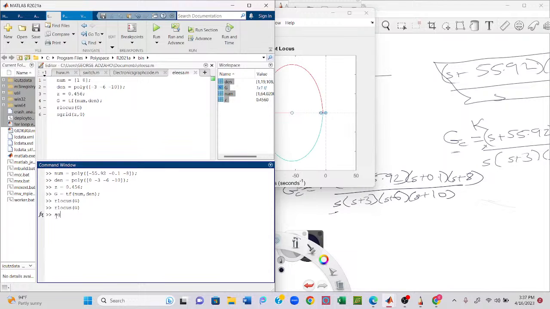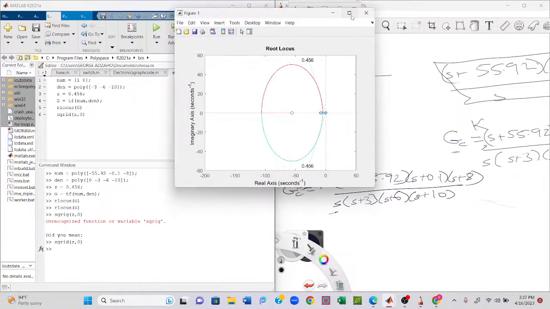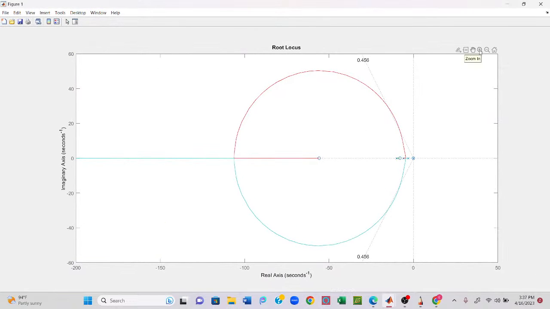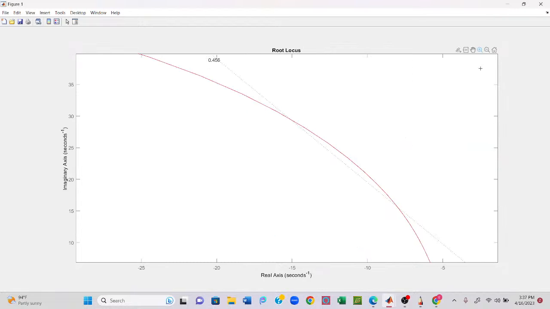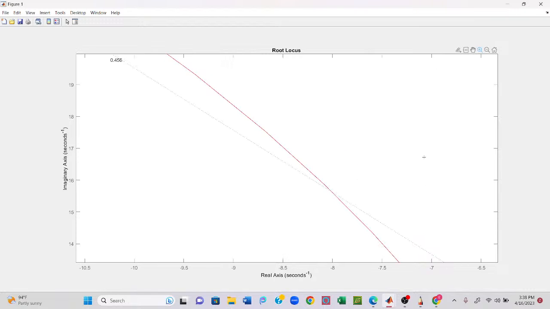Now this is your new compensated system, that's your diagram. See, it touches the point. I don't know why they picked it, usually they pick the exact point. This is the point.